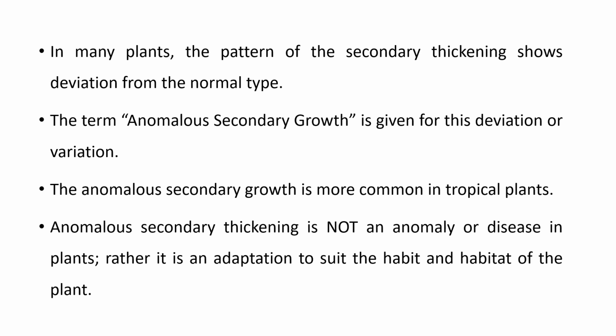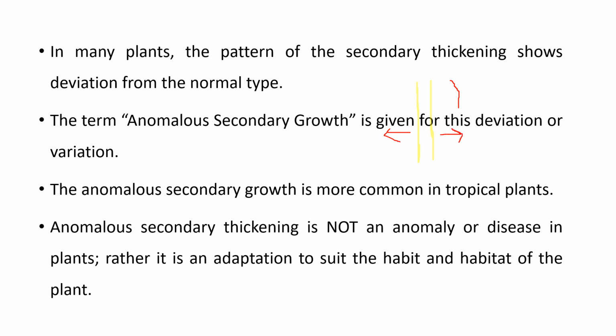In many plants, the pattern of secondary growth or secondary thickening shows deviation from the normal type. At first, what is primary growth and secondary growth? Primary growth of the plant is developed from the apical meristem, and the plant grows in length in primary growth, but in secondary growth, it increases in diameter or girth.